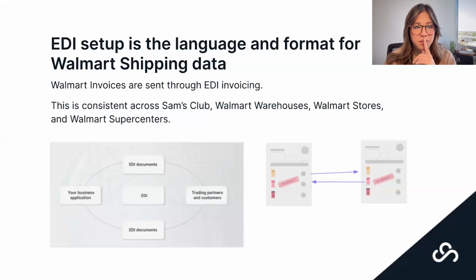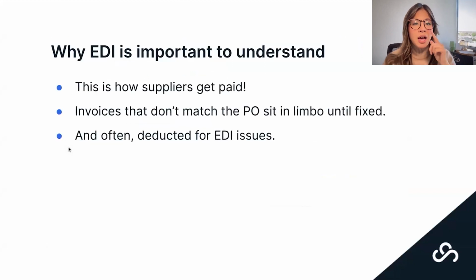So Walmart invoices: as I mentioned, Walmart has an expectation that EDI is how you're going to send and receive POs and invoices. This is going to be consistent across Sam's Club, Walmart warehouses, Walmart stores, and Walmart supercenters. There you go. That's why EDI is important to understand. This is how suppliers get paid. Invoices that don't match the PO will sit in limbo until fixed, and I'll show you guys what that looks like. And it's not uncommon for suppliers to get deducted for EDI issues.